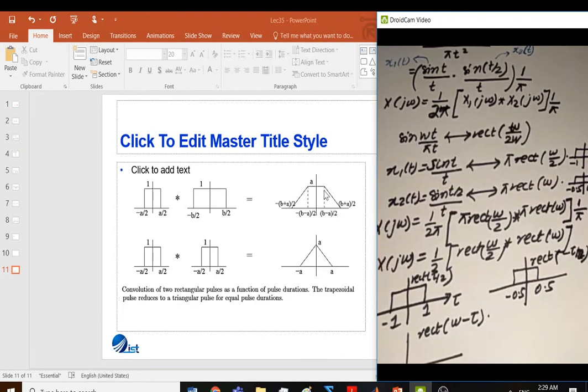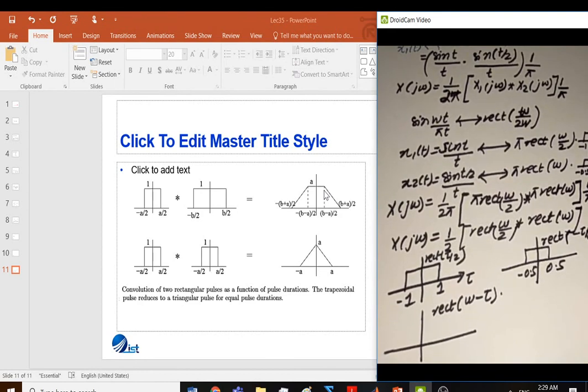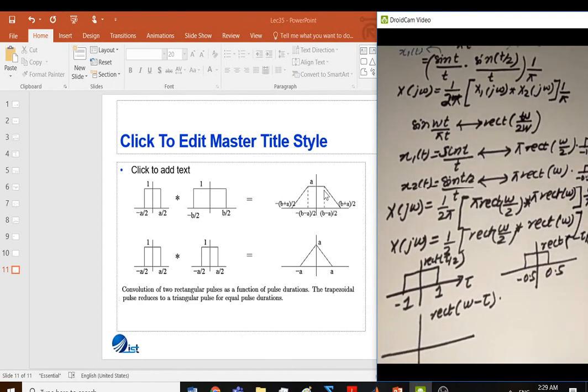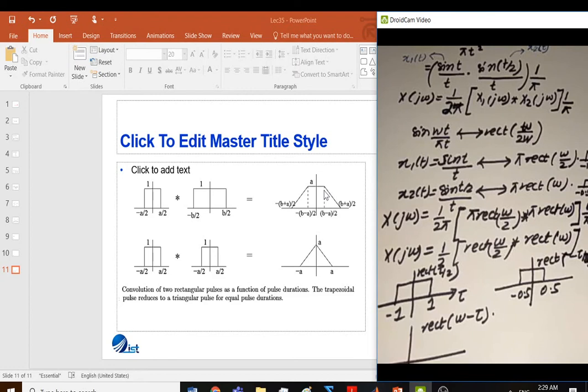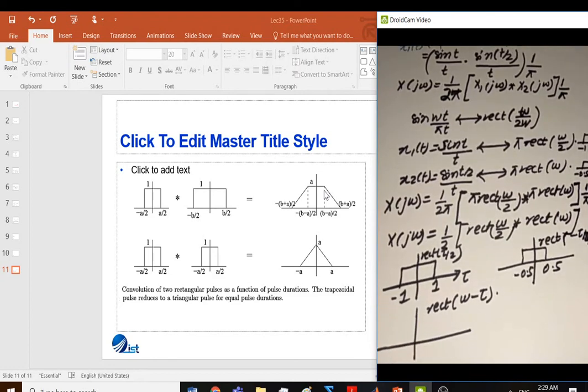Please see that I have replaced t by w because this is a frequency domain convolution. Obviously, the process of convolution is the same whether you're doing it in the time domain or frequency domain. There's a change of variables, then there is flip and slide. You flip the function and see where the functions overlap, and we get ranges and so forth.